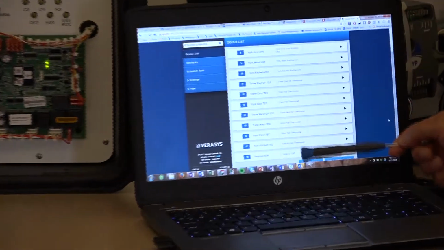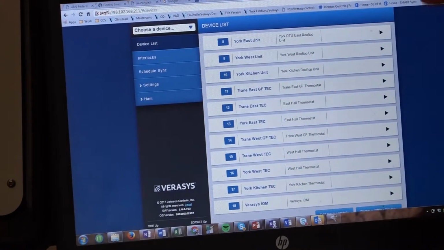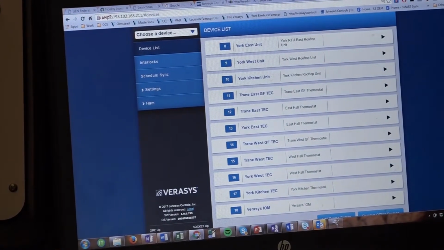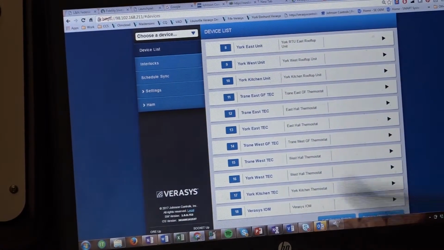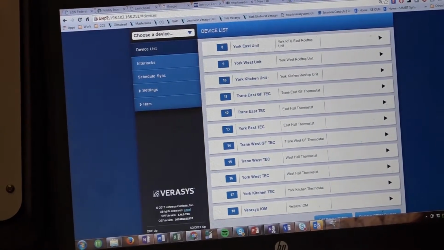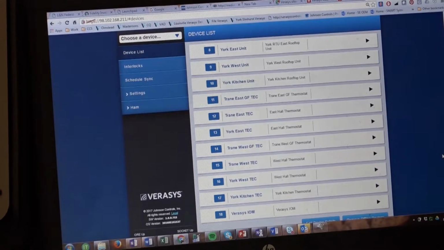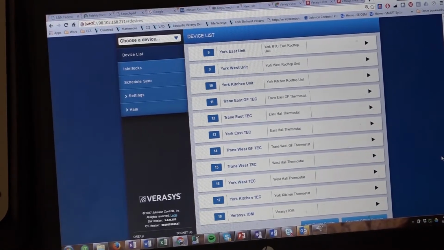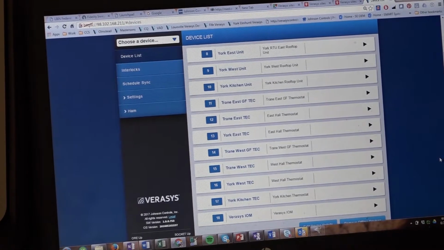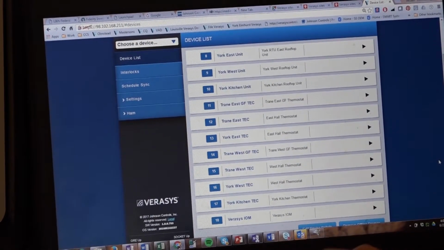What you can see right now is a typical Verisys view. I have multiple different rooftops connected. These are all single zone rooftops. I have York rooftops and also a combination of Trane rooftops that are connected within this system. This is a historical building we've been monitoring for a good 2 years now, and we've been very successful at providing the information that they need when they have problems.